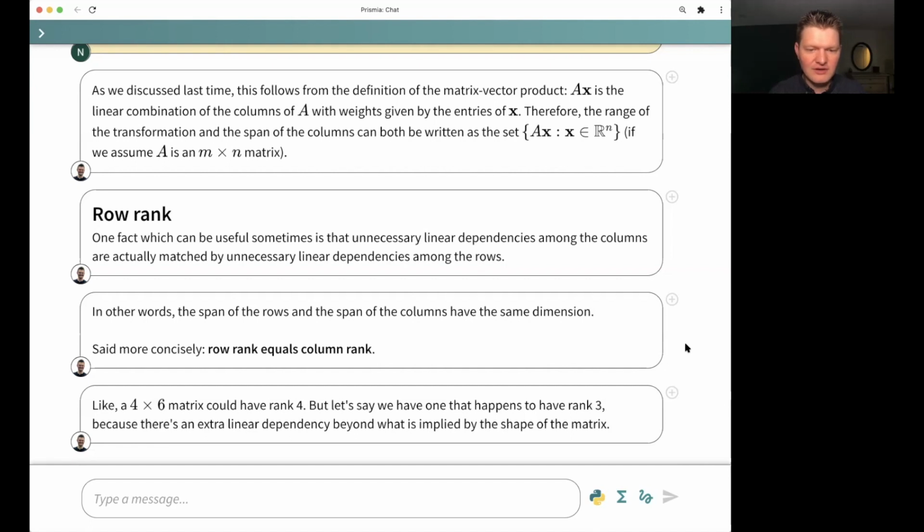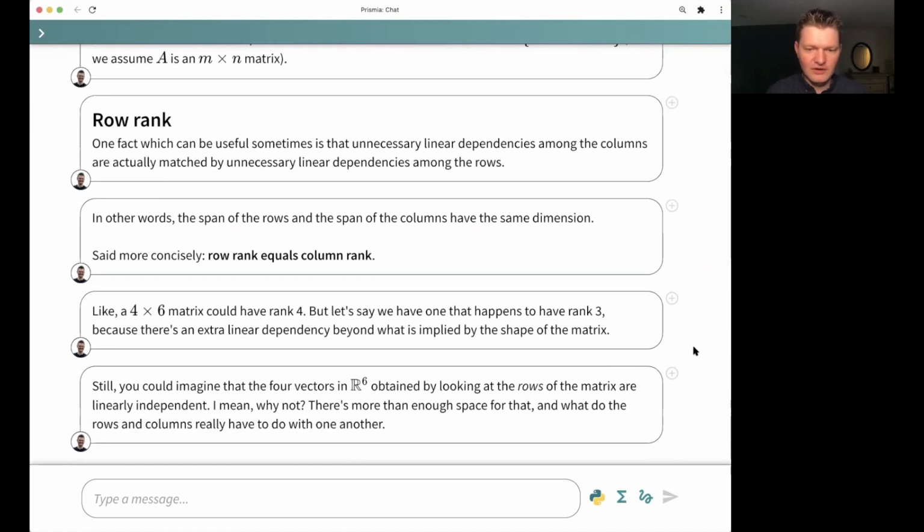So there's an extra linear dependency among the columns beyond what's implied by the shape of the matrix. So that's fine, but you could totally imagine that once you turn and look at the rows, they're still linearly independent. I mean, there's plenty of space for that. They're in R6. There's only 4 of them.